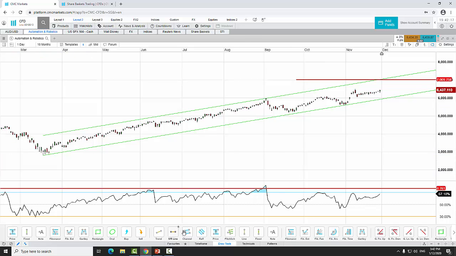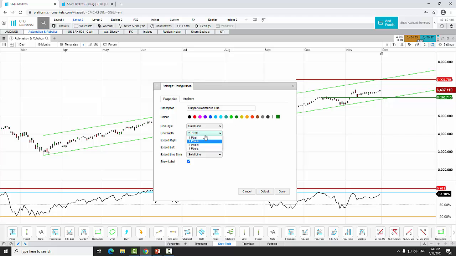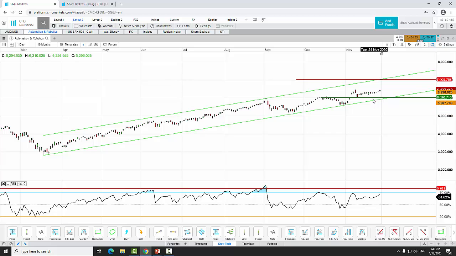Let me draw a horizontal line. Okay, give or take, I would say 6,020. So 6,020 will be a key support level to maintain this bullish bias of this automation and robotics share basket. And the next resistance to watch in the coming 1 month will be at this 7,000 level on the upper boundary of this ascending channel.